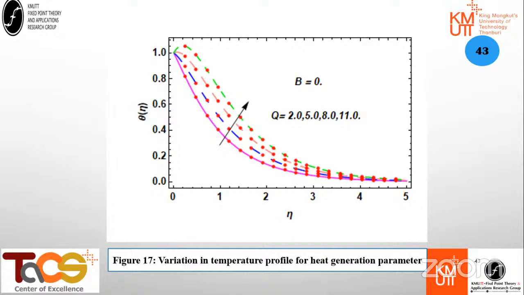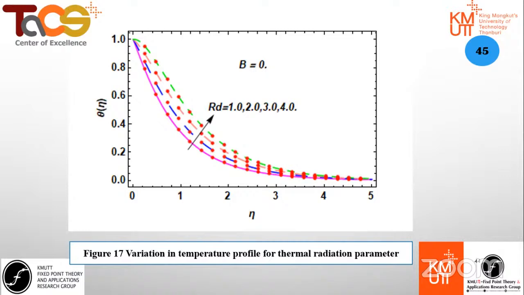Next slide, please. Radiation, variation in temperature profile for thermal radiation parameter. Radiation is one of the three modes of heat transfer, along with conduction and convection, as discussed by Asifa. Radiation occurs when energy is transferred in the form of electromagnetic waves, such as light or infrared radiation. When a fluid is exposed to radiation, the energy from the radiation is absorbed by the fluid, causing its temperature to increase. So this is the reason that the temperature of the system increases by increasing the radiation of the system.